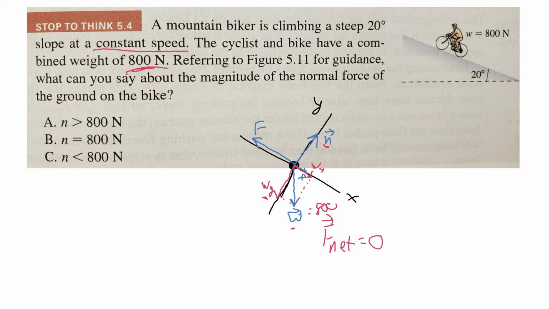It's less than. From what we know about right triangles, it is less than, because W in this case would be the hypotenuse of a right triangle, and the hypotenuse is the longest side. Therefore, W sub y is less than W, which means W sub y must be less than 800. And the normal force is the only other force acting in the y direction. Therefore, the normal force must also be less than 800. So logically, the answer must be C.